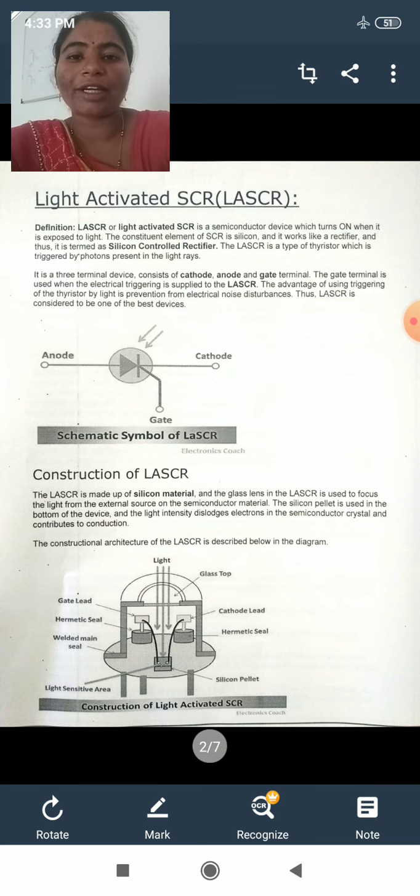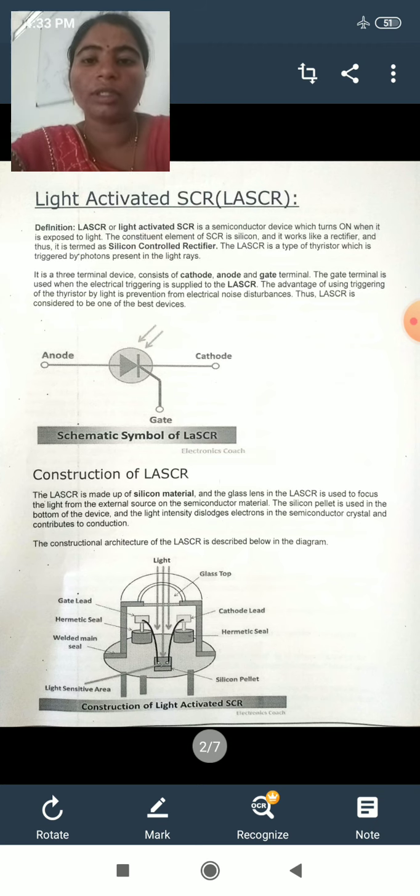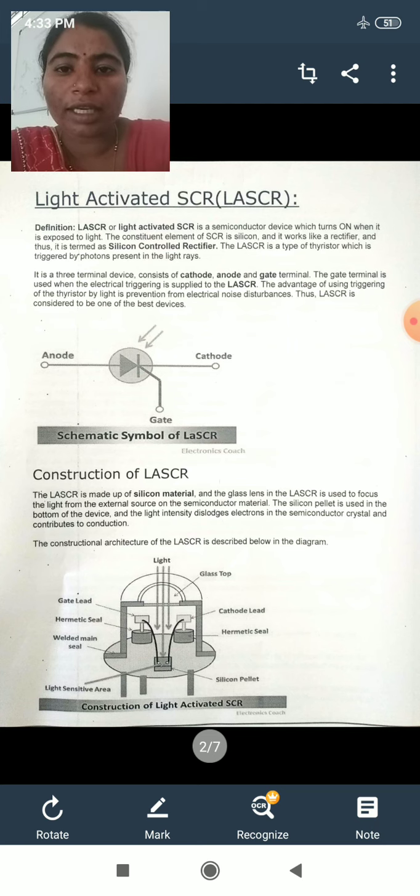Now see the light activated SCR. It is called a LASCR. See the definition of LASCR. LASCR is nothing but the light activated silicon controlled rectifier, and it turns on when you insert light on it. See the symbol or schematic diagram of the LASCR.